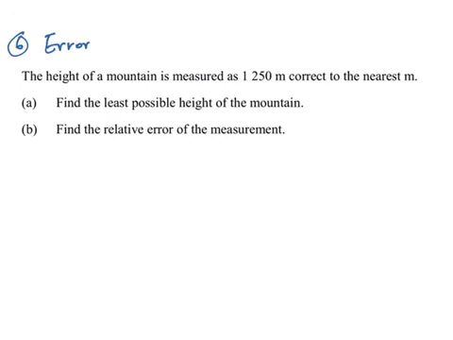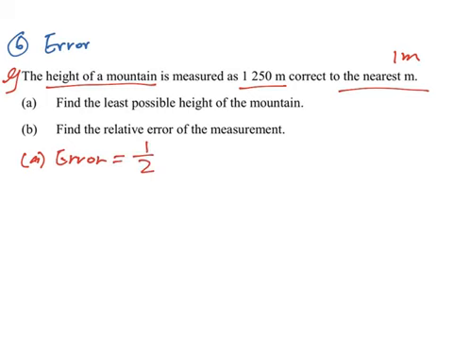Next, we'll see the error. Let's see this example. The height of a mountain is measured as 1,250 meters, correct to the nearest meter. That means 1 m. So the error is equal to 1 over 2. So it's 0.5 m. So remember, the numerator depends on the nearest, and the denominator is always 2.